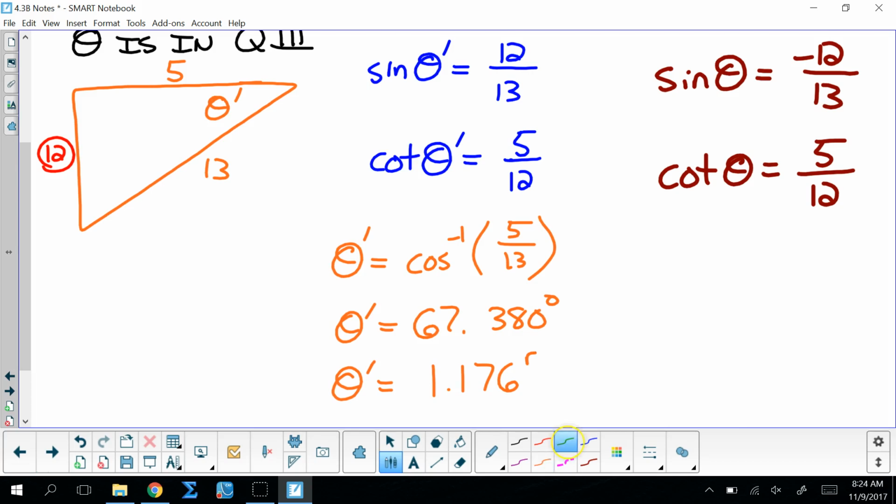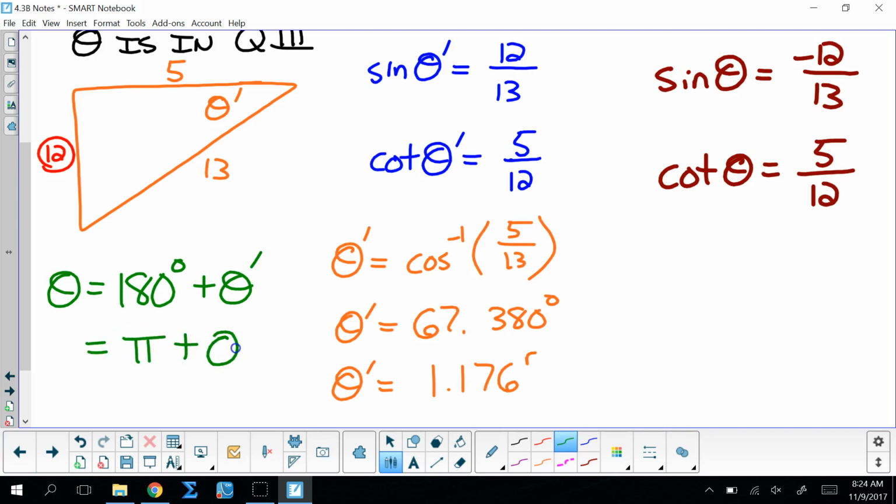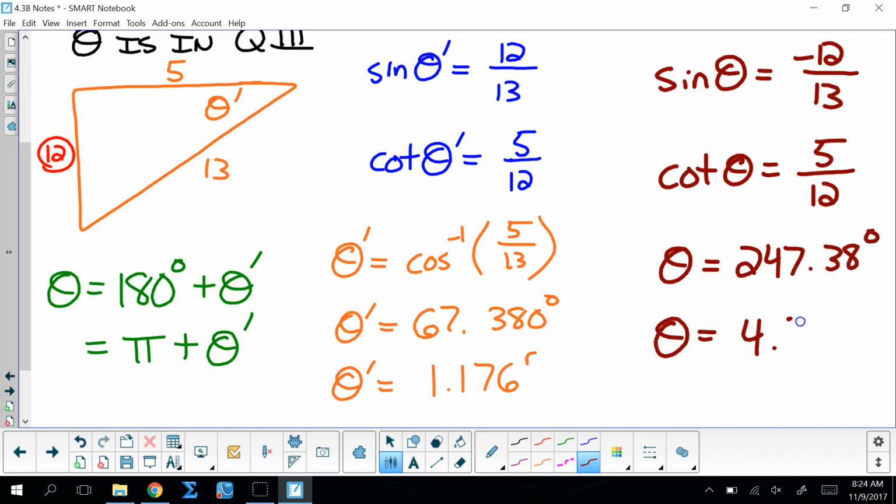But now I'm in quadrant 3, correct? So theta in quadrant 3 would be 180 degrees plus my reference angle, or it would be pi plus my reference angle, because I'm in quadrant 3. So actual theta is going to be 247.38 degrees, or 4.318 radians.